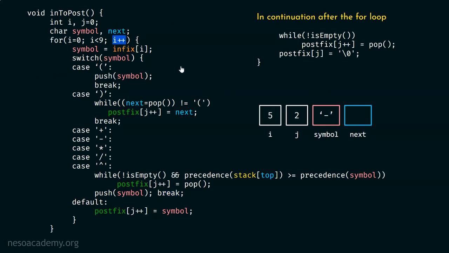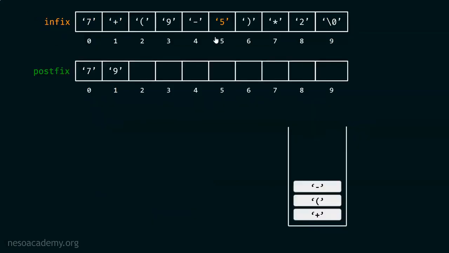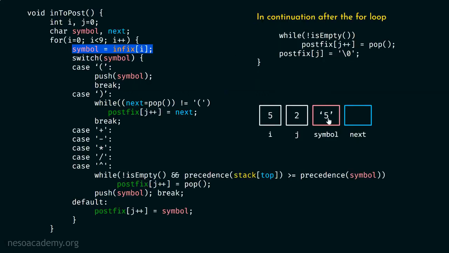This becomes 5. Then again, we'll check this condition. Condition is satisfied. We'll get inside. Now we have infix of 5. What is infix of 5? Infix of 5 is this character. We'll place this character in the symbol variable. Again, the switch case will be evaluated, right? Now we have an operand. This default case will be evaluated. Now we'll simply put this symbol inside postfix of j++.